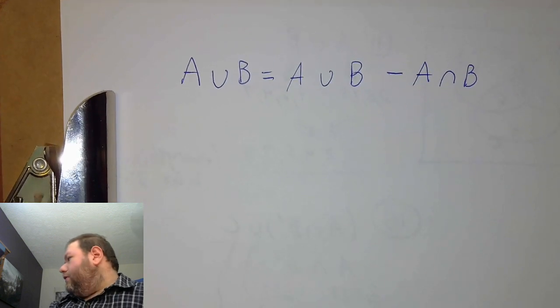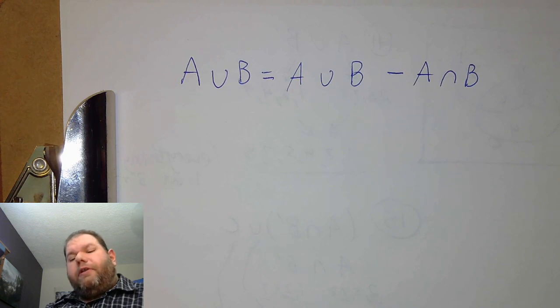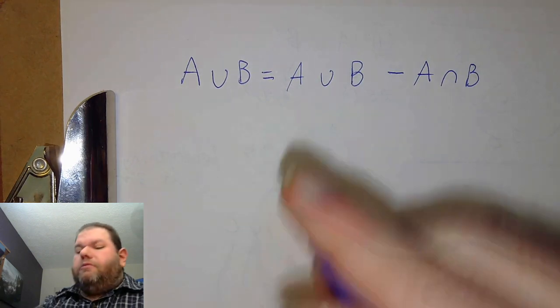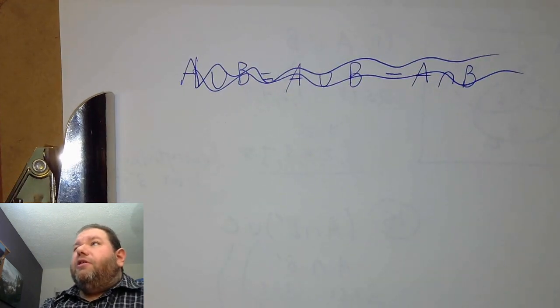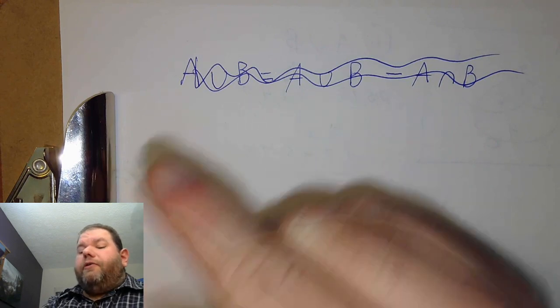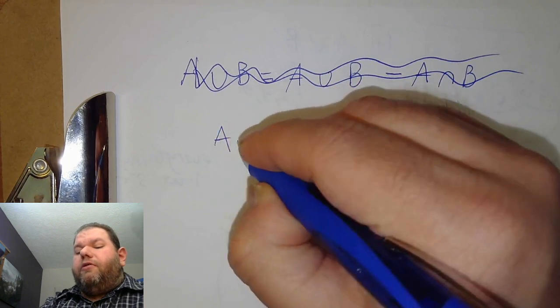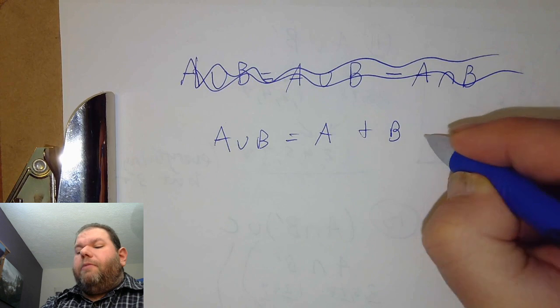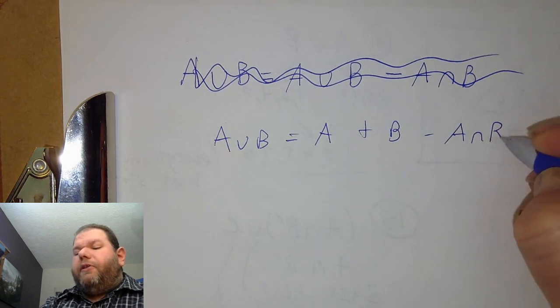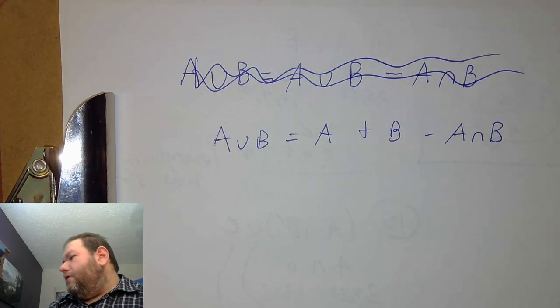Something like that. Wait a minute. I don't think I wrote that down right. Sorry, that seems redundant. I always saw A union B as A plus B minus A intersect B, something like that.